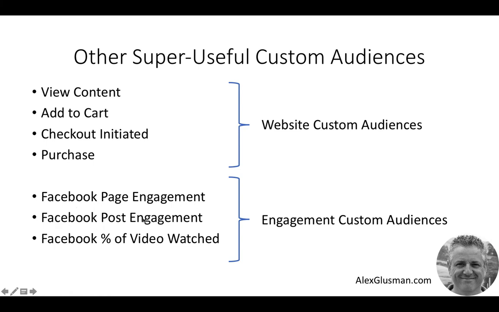For instance, people who have shared a post of yours, who have commented or who have liked a post of yours, and people who have watched a certain percentage of a video that you posted on Facebook or Instagram. So what you can do is you can say, people who have watched 3% of my video or 3 seconds of my video are slightly engaged, compared to people who have watched 95% of my video who are much more engaged. So you can treat those audiences accordingly.